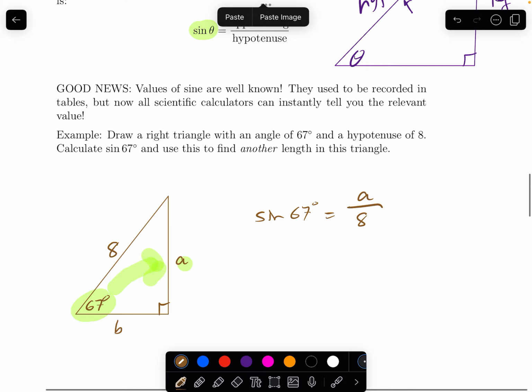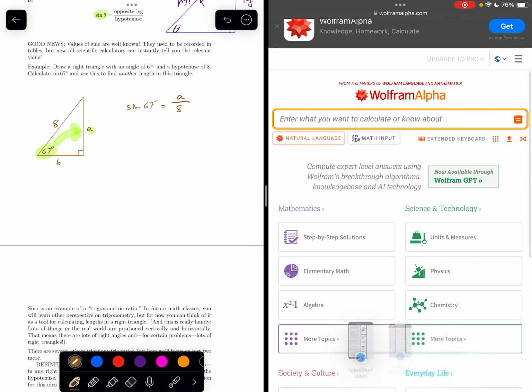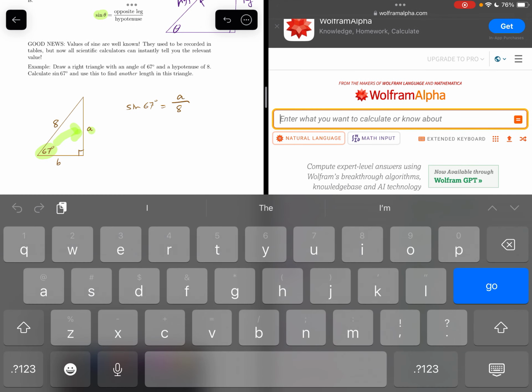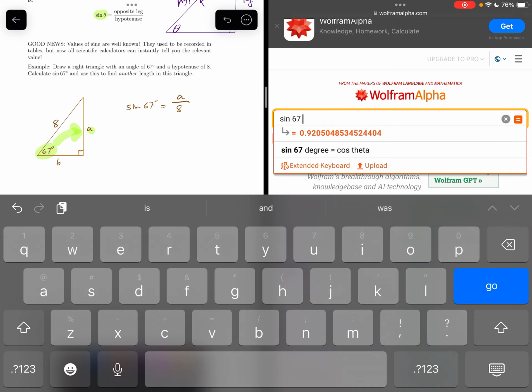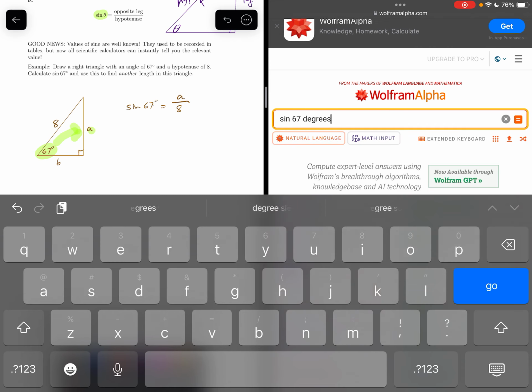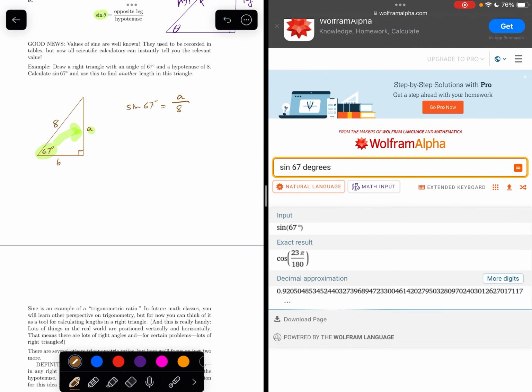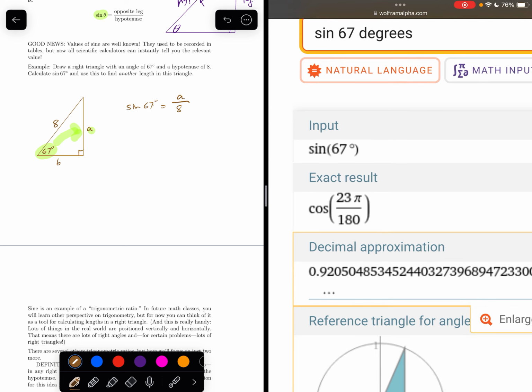So, oops, let me see if I can split my screen. So I have Wolfram Alpha, which is a website that does all kinds of math stuff. I just don't have my calculator handy right now. But I could just ask, what is sine of 67 degrees? If you ever do a Google search, make sure you include the word degrees. So sine of 67 degrees, and there it is, to a ridiculous number of decimal places. We'll round this to just 0.9205.